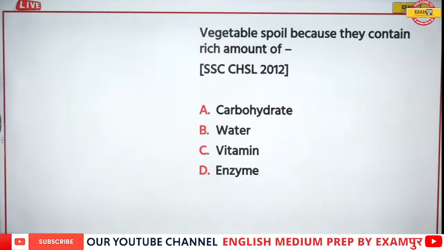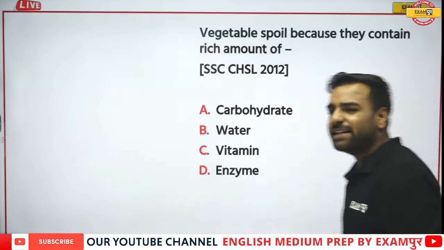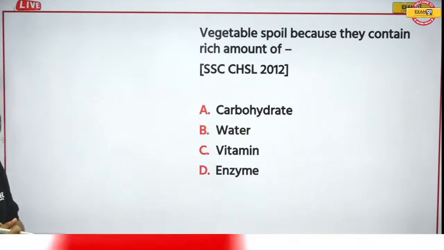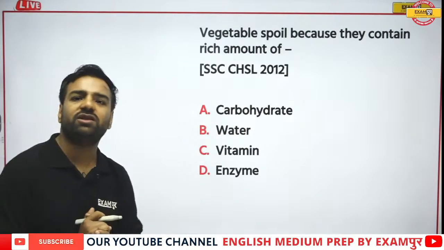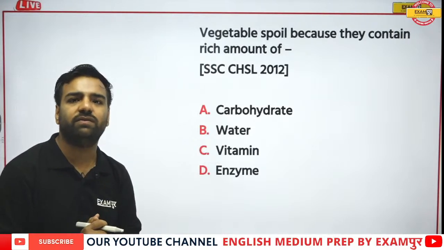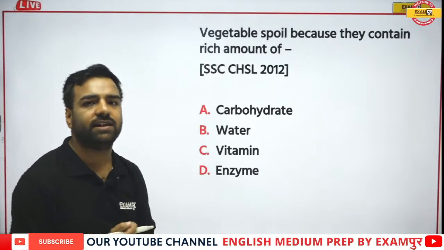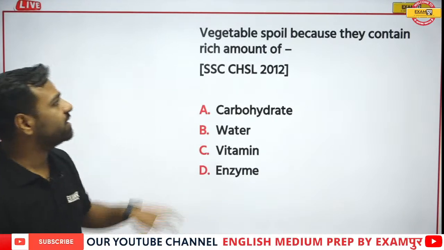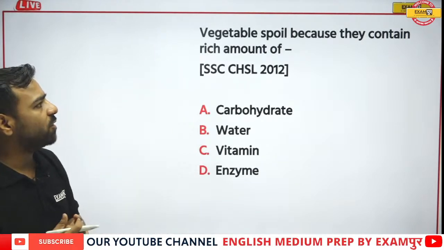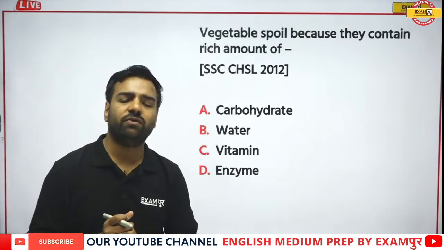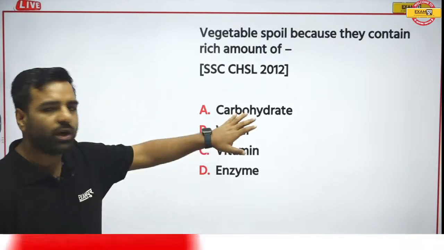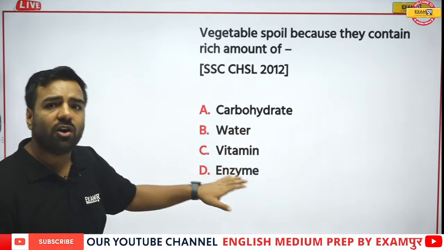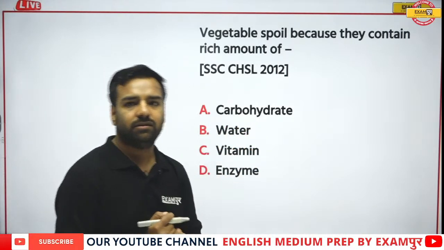Let's have a look. The first question is, vegetables spoil because they contain rich amount of what? This question was asked in CHSL 2012. Let's see who gives this answer. Waiting for your answer. Vegetables spoil because they contain rich amount of what? Is it carbohydrate? Is it water? Is it vitamin? Or is it enzyme?